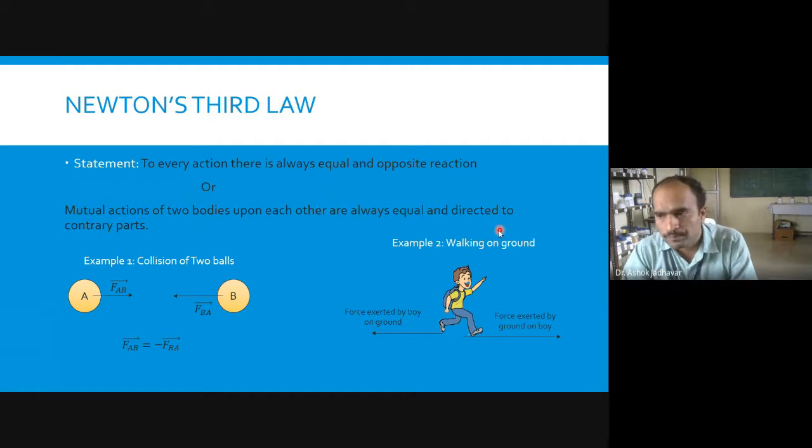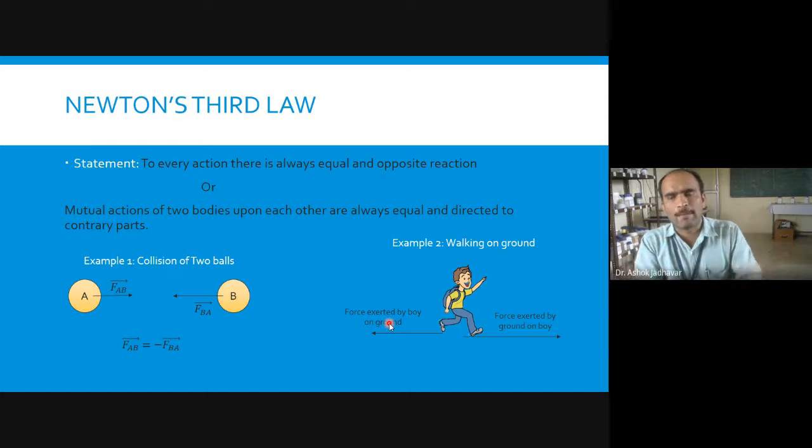So what you are doing? You are exerting force, a force exerted by a boy on the ground. Means that you are exerting force on that treadmill पट्टा. तो जो पट्टा असेल त्या ट्रेडमिलच्या पट्ट्यावर आपण फोर्स अप्लाय करतो, and that force is in the backward direction. And because of that, the treadmill is rotating.